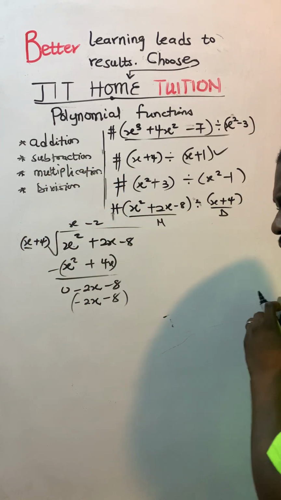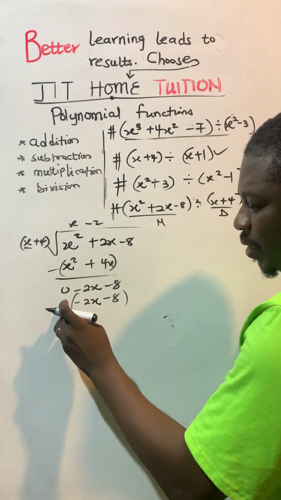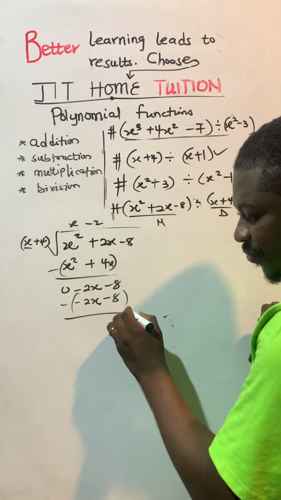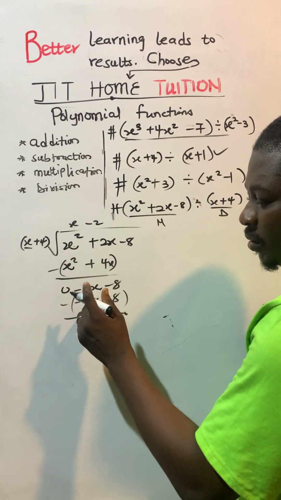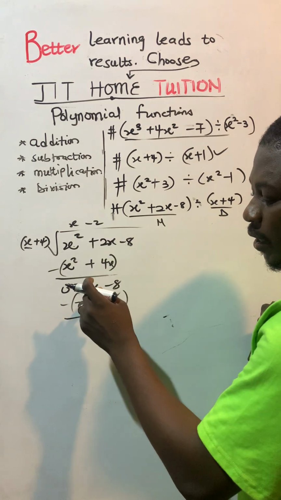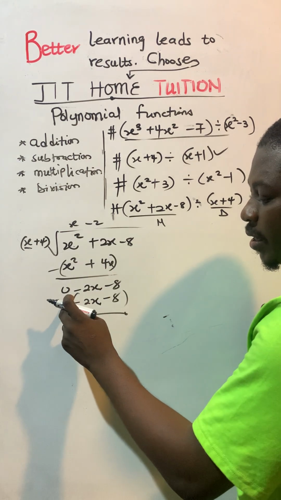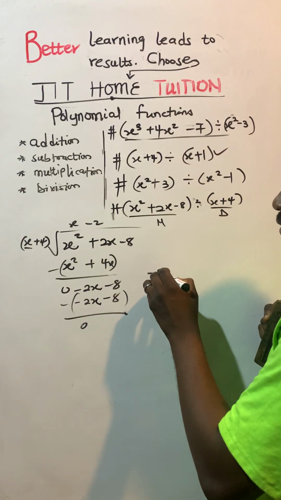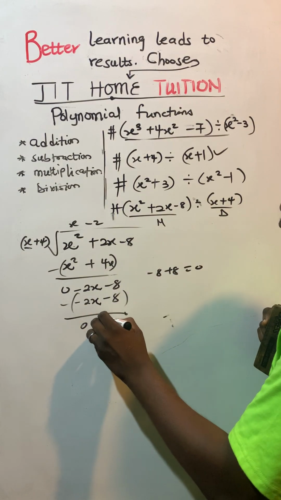All right, so with this one, you want to subtract. Negative is positive. You will have negative 2x plus 2x, so that will give you 0. Negative is positive, so you have negative 8 plus 8, and that one too is 0.